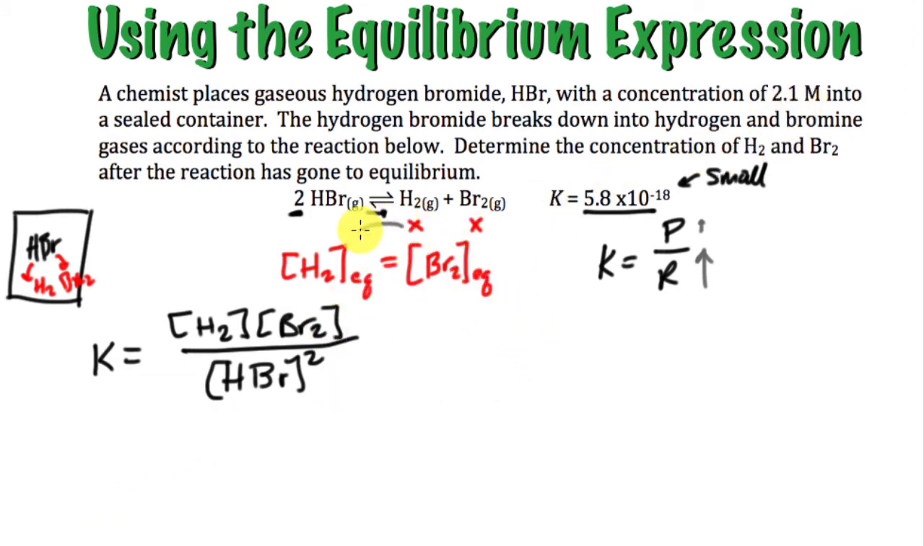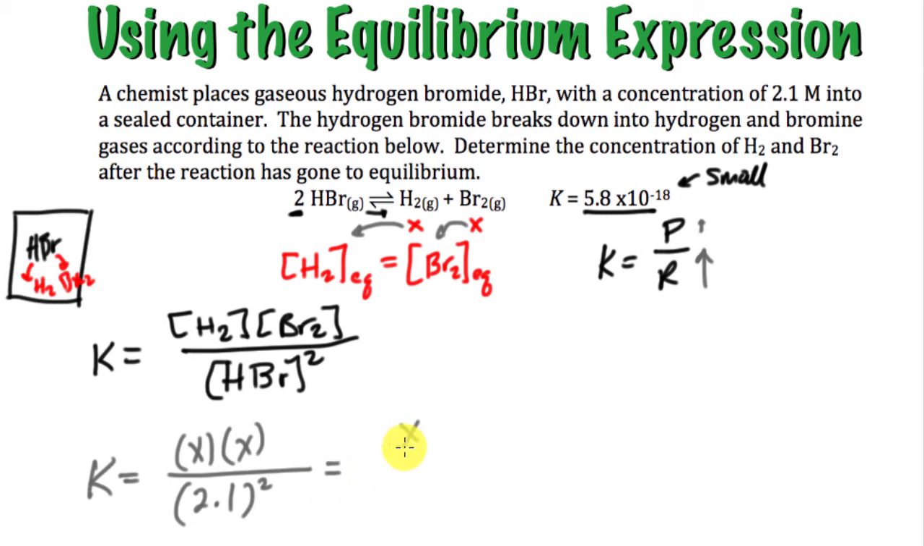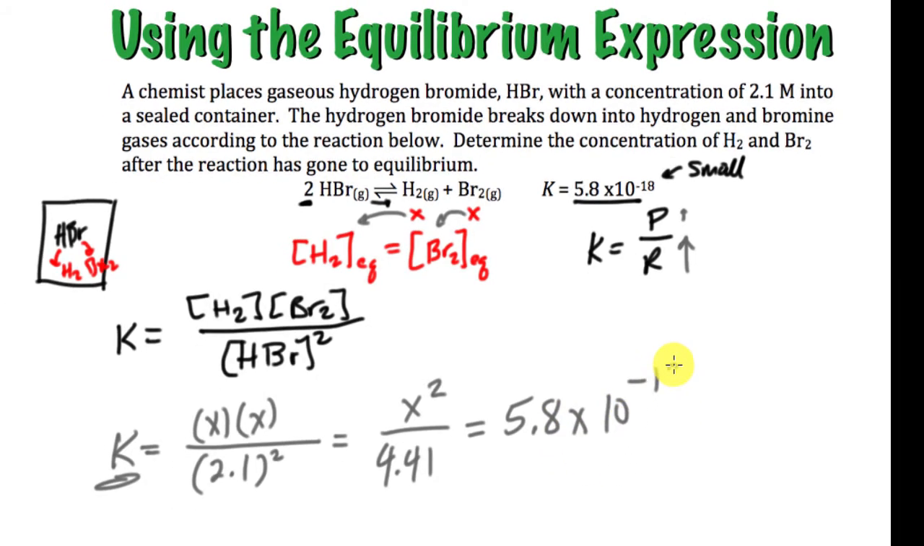I know that these two are going to be some value x that I'm going to substitute into the equation, and I'm going to solve with K. So let's go ahead and do that. K is equal to x times x for the hydrogen and the bromine over 2.1 squared. I can drop the molarity out because K has no units, so I don't need to worry about that. This becomes x squared over 4.41 on the bottom when we square 2.1. And I'm going to set this all equal to the value of K, which is 5.8 times 10 to the minus 18.